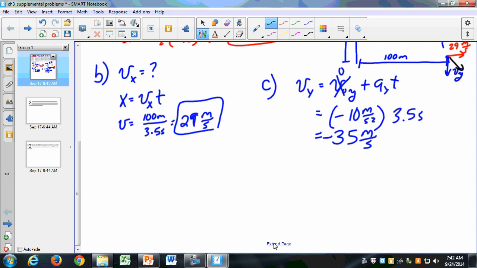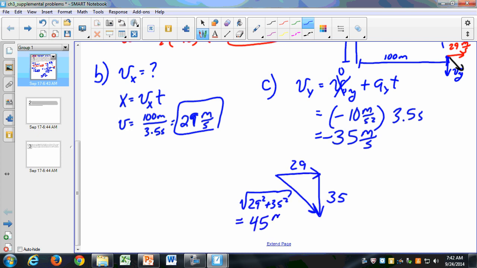So I have these two vectors. I want to draw them a little bit differently: 29 in this direction, 35 here. I want to know the length of this vector. As Josh did, I just say square root of 29 squared plus 35 squared. I just left the negative off, it goes away anyway because it's squared. And that's equal to 45 meters per second. If I wanted, I could also find this angle, the inverse tan of 35 over 29.